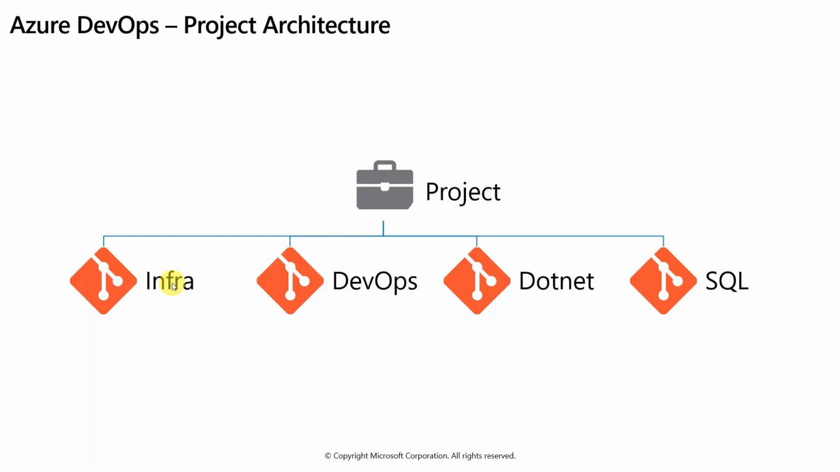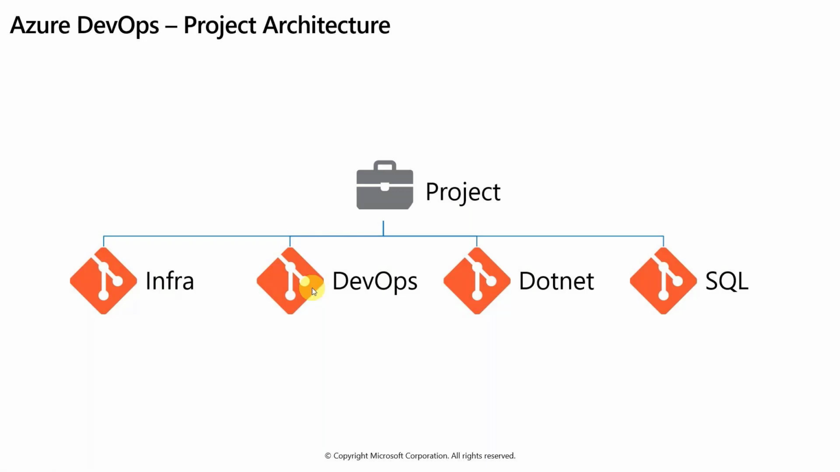It's a good practice to segregate everything because you can control access. For example, the infra team can only access the infra repo. Why would a .NET person need to see infra code? There is no point, right? So we can have separate access control if we have separate repos. If everything is in one repo, obviously controlling the access will be tough.